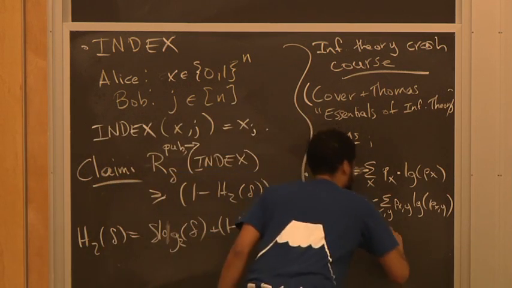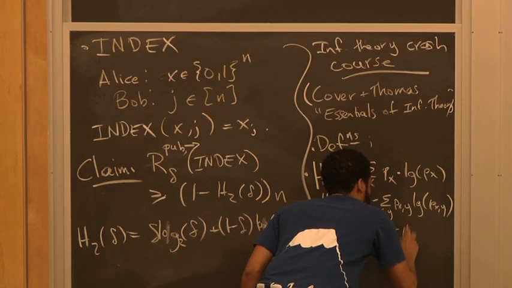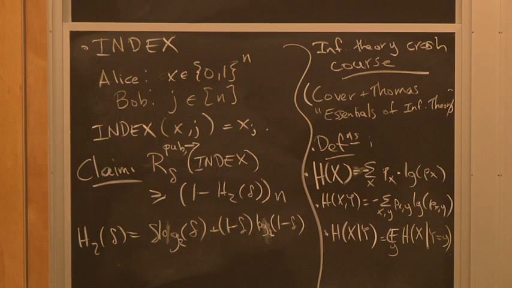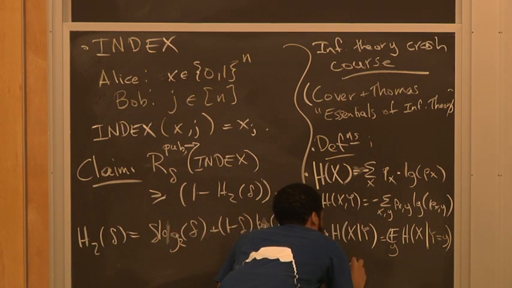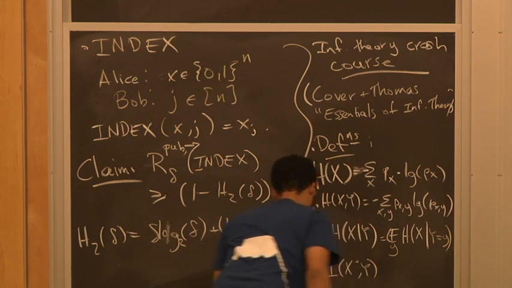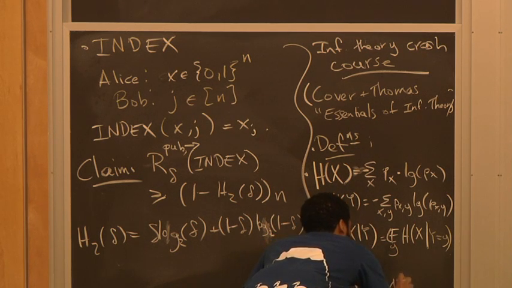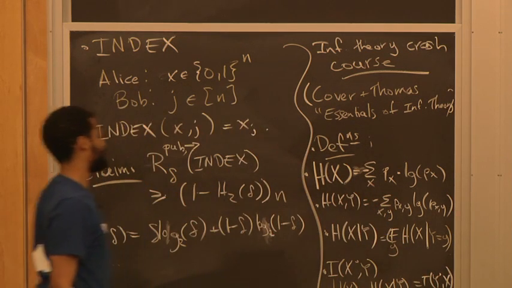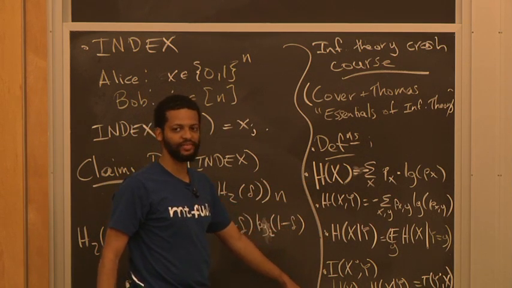This is just the expectation over y of the entropy of x given that y is equal to little y. Okay. And what other definitions do I want to give you? There's also the mutual information, which is equal to H of x minus H of x given y, which happens to be the same thing as the information between y and x. Okay, so entropy, conditional entropy, mutual information.